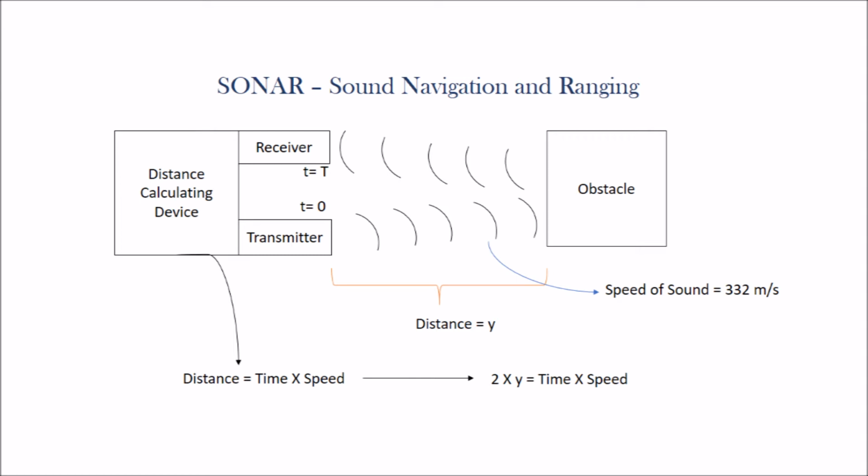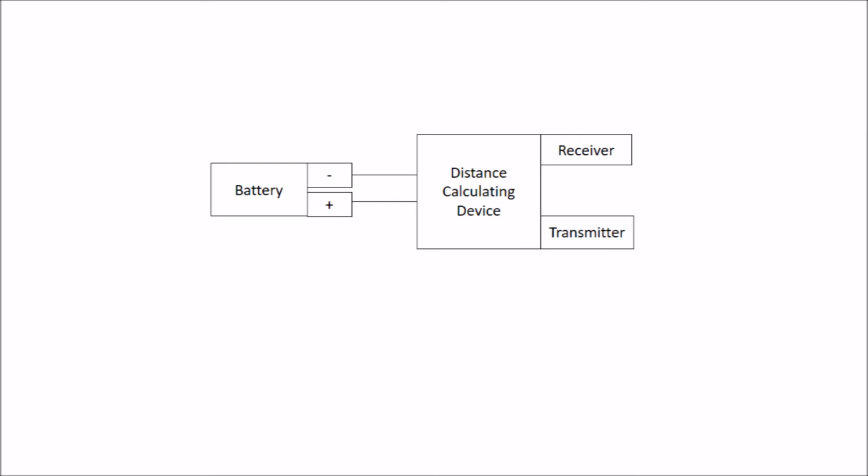The time taken by the wave to bounce back is used to calculate the distance using the speed of sound in air. Here, a very basic mathematical equation comes into action: distance equals time times speed. In our case, the wave has traveled the same distance twice, so modifying the formula, the distance from an obstacle will be equal to half of the product of time and speed of sound in air. We have discussed the basic working of our device and we are ready to use it.